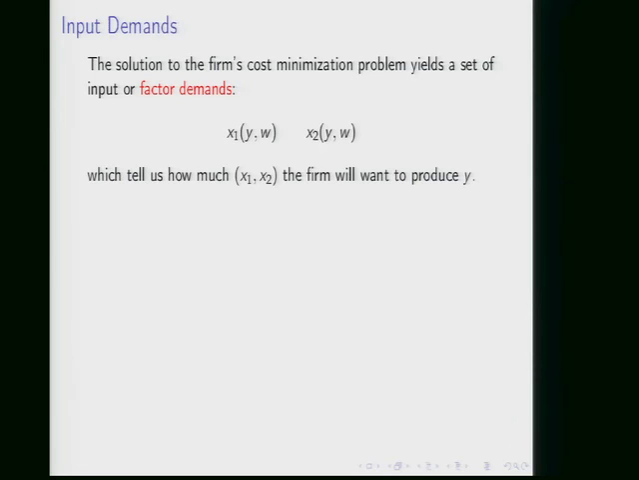What I want to do next is just continue this example to solve for the firm's factor demands, to solve for these functions x1 and x2 as a function of output y and of input prices w. So that's the next thing we'll want to do on the board.